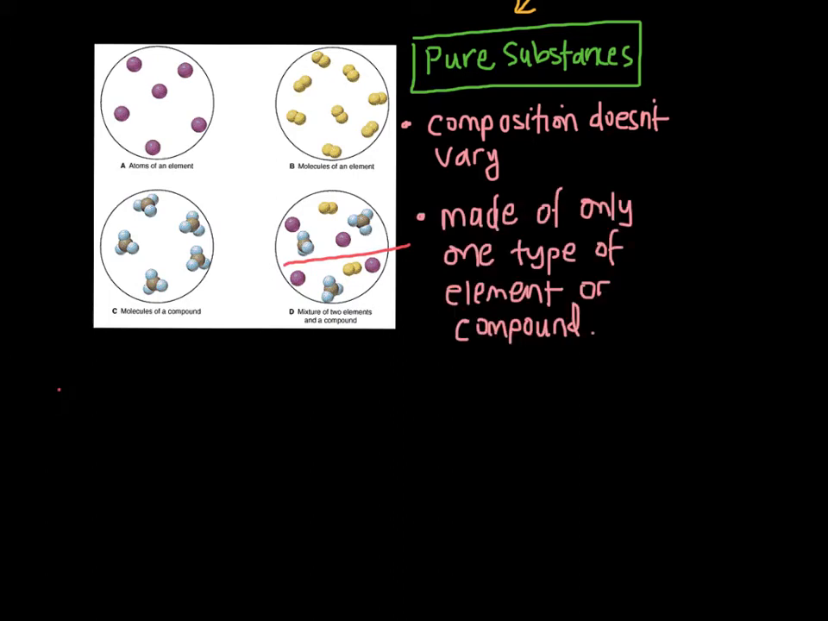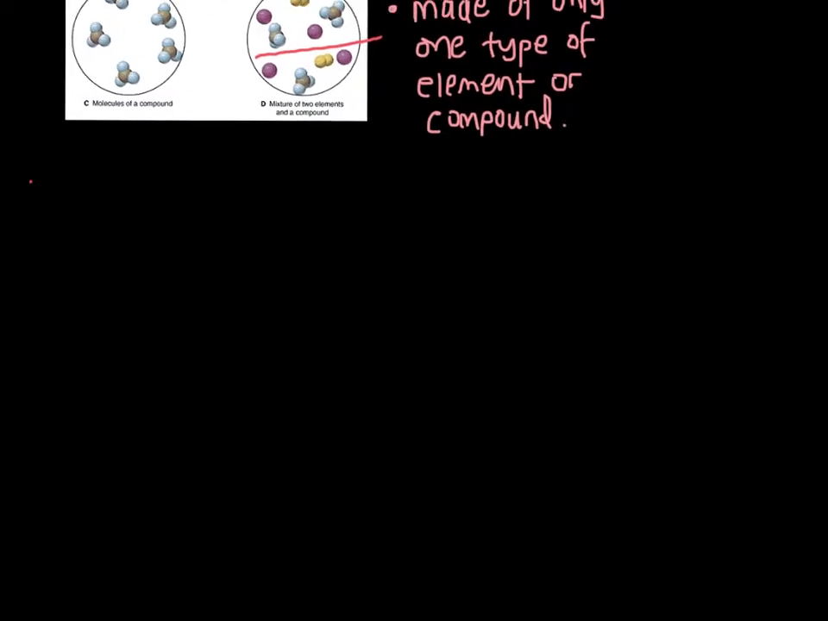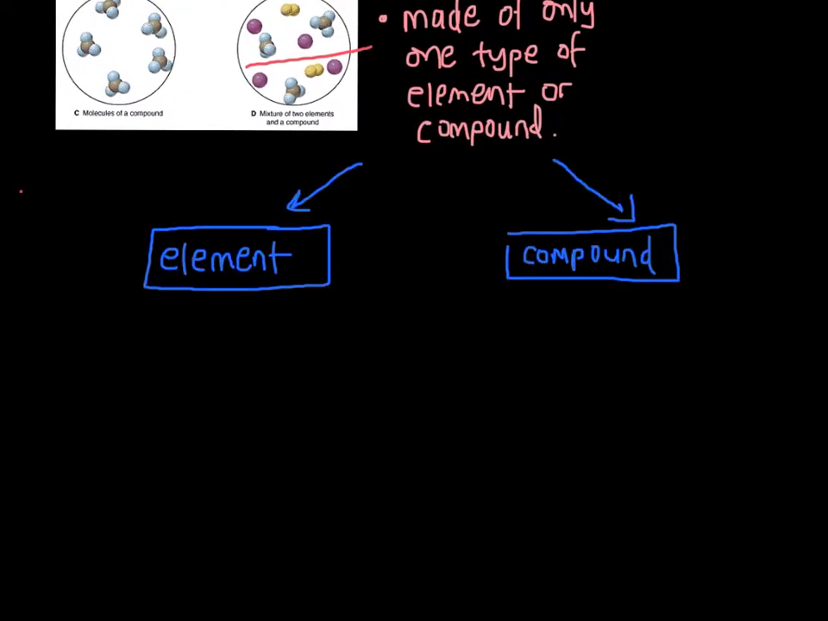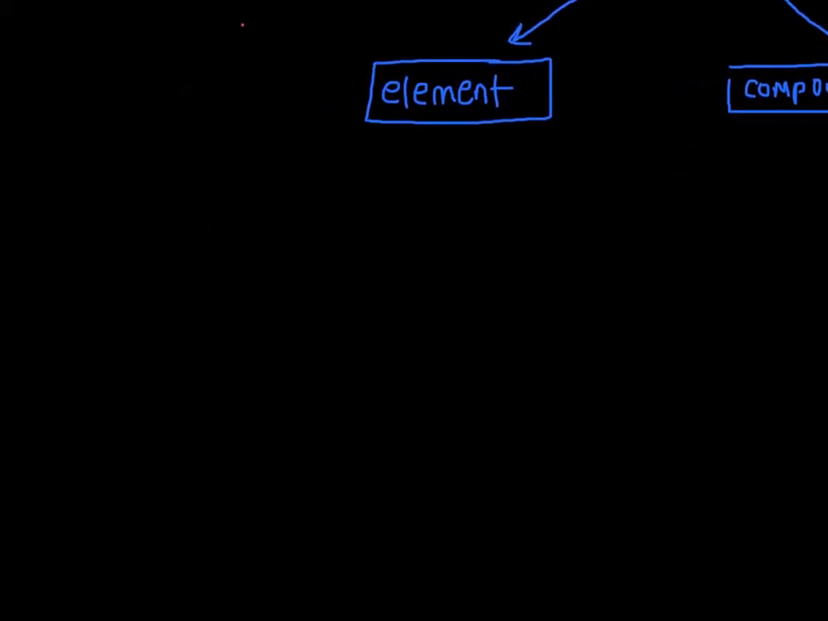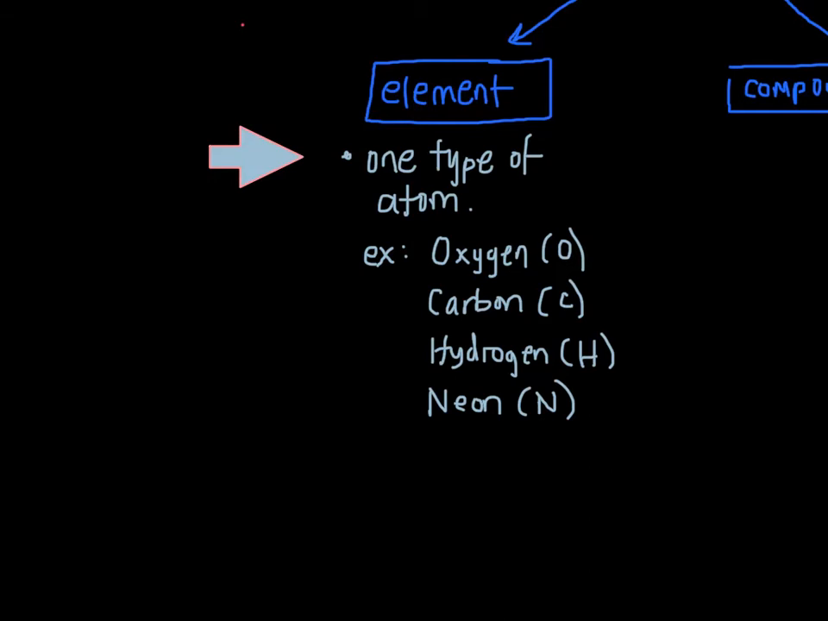So pure substances are made of only one type of element or compound. So what's an element and what's a compound? Well, since pure substances can be further divided into these 2 things, we might as well talk about them. So let's focus on what an element is first. An element is a substance that's made of only one type of atom. And there's lots of different kinds of atoms.